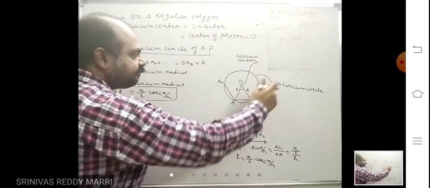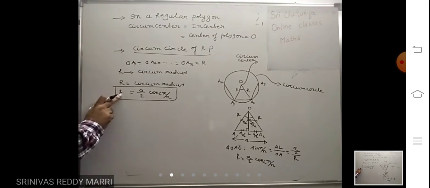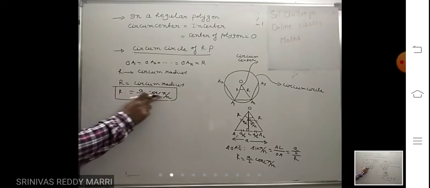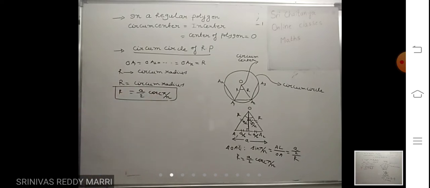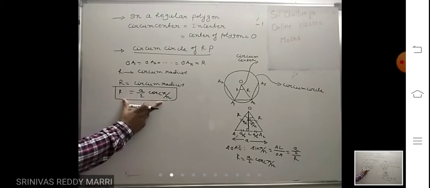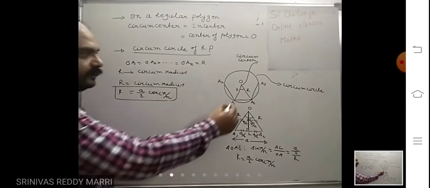That means if a circle is passing through all the vertices, the radius of that circle is calculated as A by 2 into cosecant pi by n. That means if you know the number of sides of the polygon and the length of the side of the polygon, you can calculate the radius of the circle, that is the circumradius, by using this formula. That is about circumcircle of regular polygon, right?